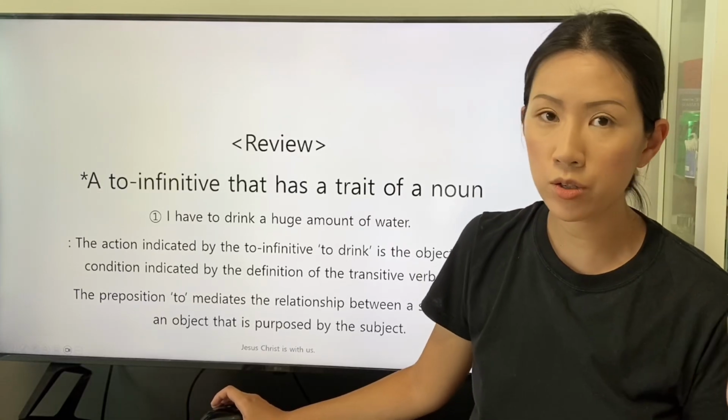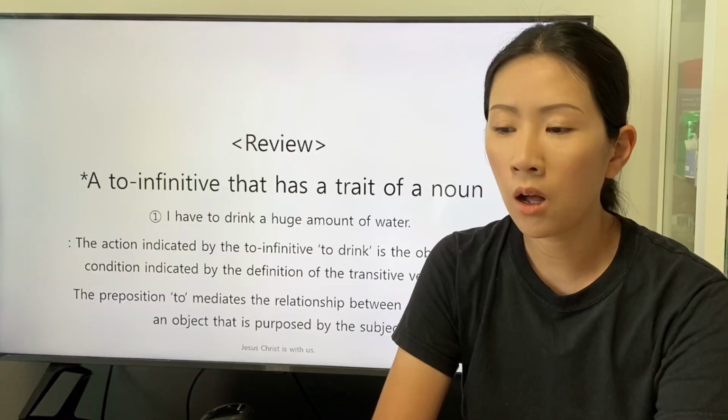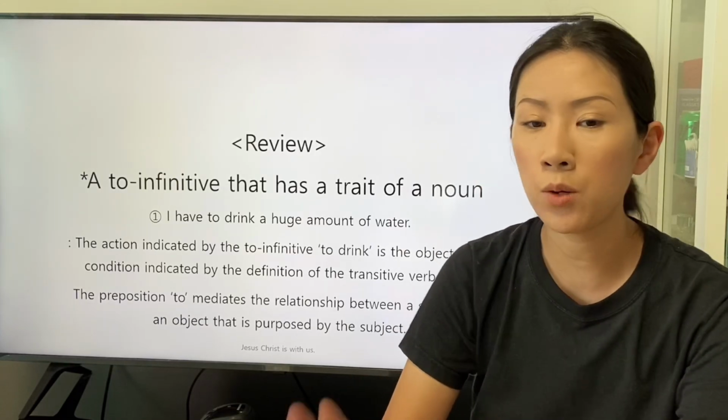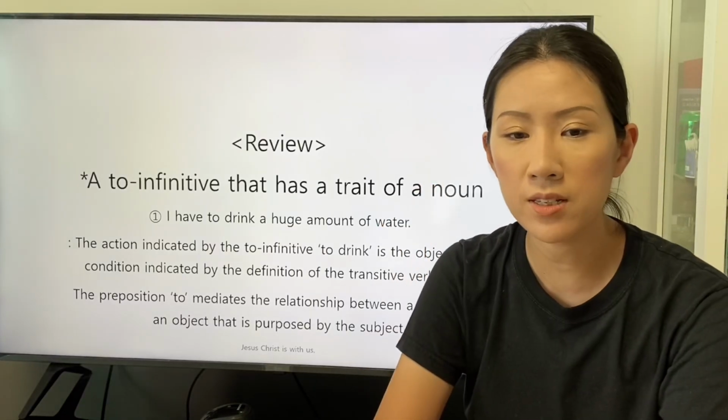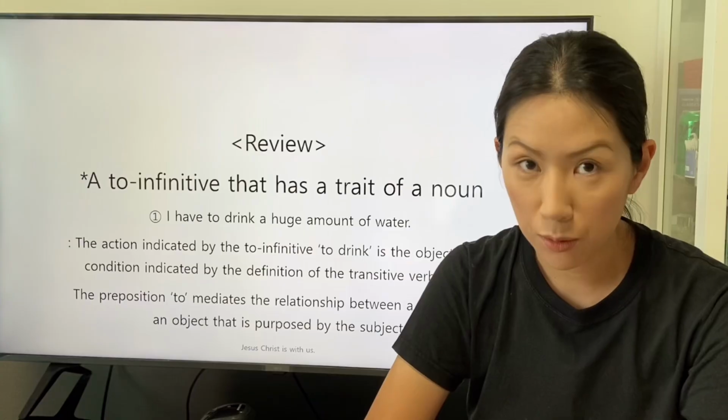Before we start to study about a determiner and an adjective, we will review a to-infinitive that has a trait of a noun.